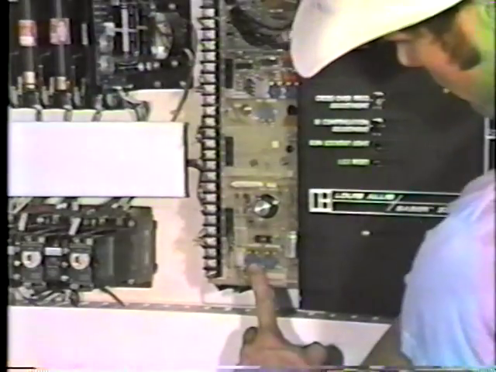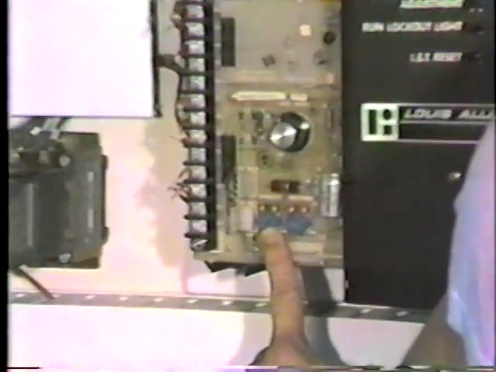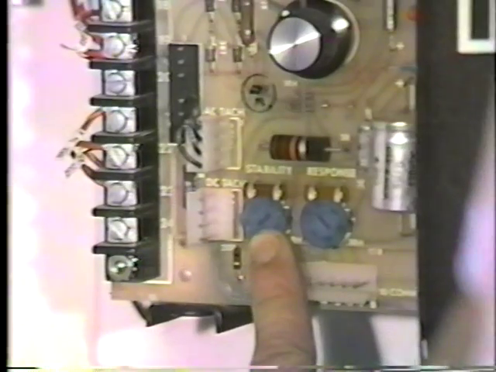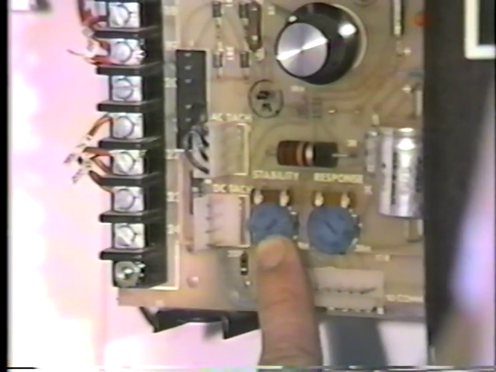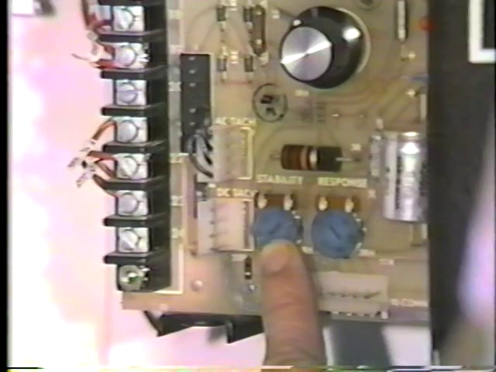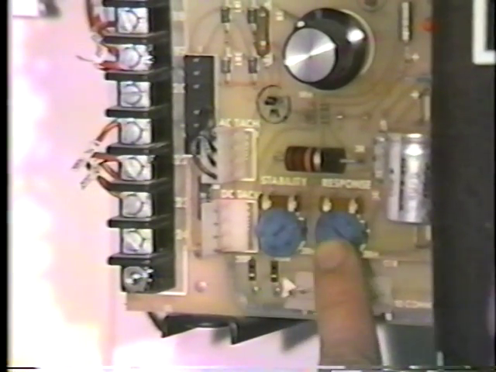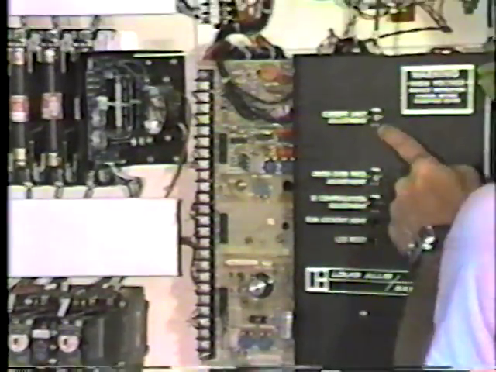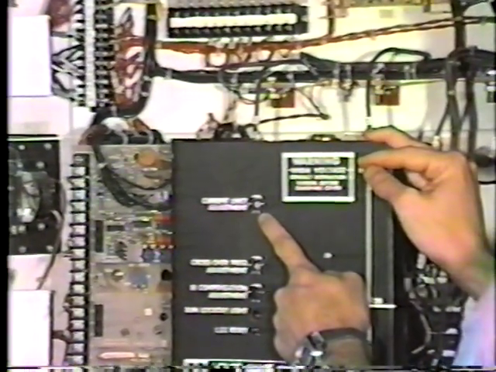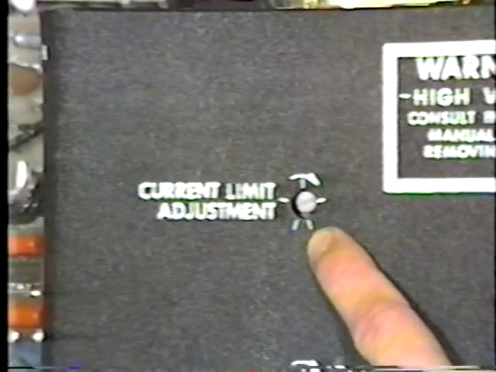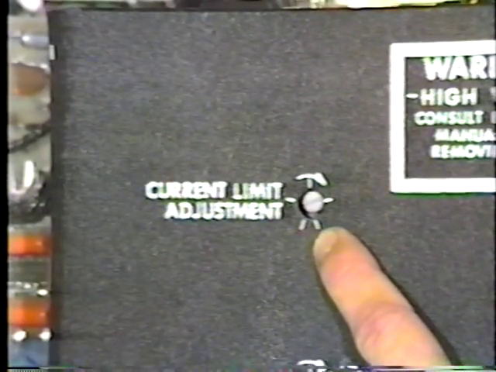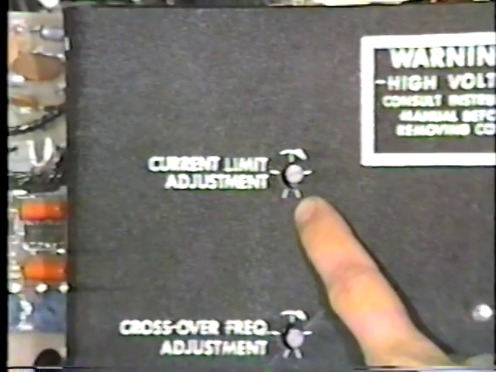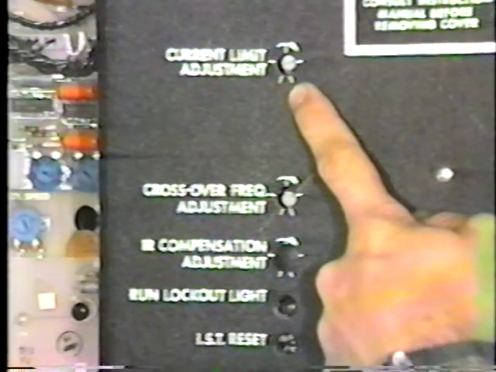Now, stability is similar to your minimum speed in automatic. Response is your maximum speed in automatic. We also have a current limit adjustment. It's going to limit the amount of current that the drive will pull as it's starting up. Right now that's set maximum. Okay.